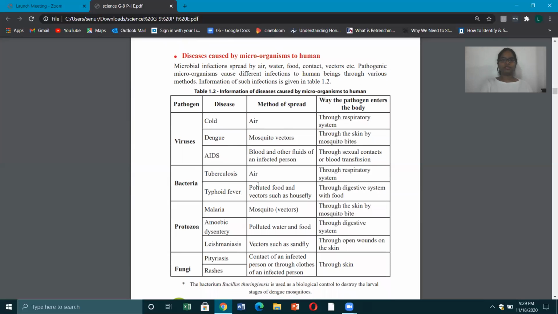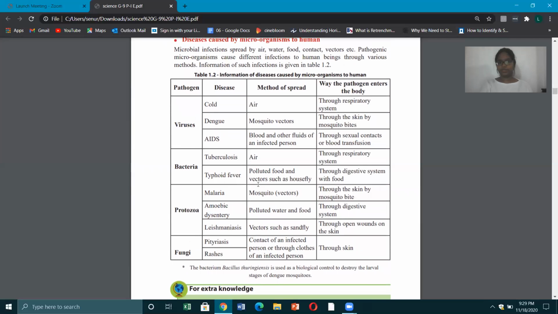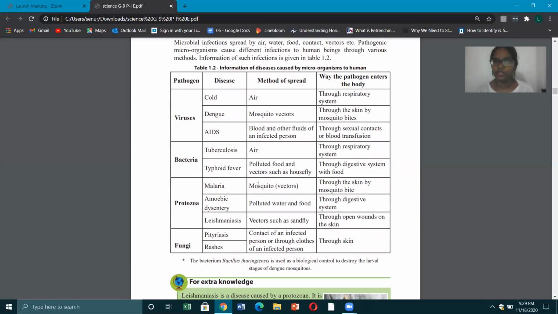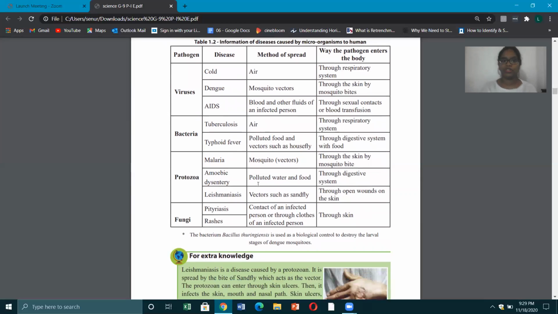So let's talk about the diseases. These infections can occur with the help of air, water, food, vectors, and contact. There are four types of pathogens: virus, bacteria, protozoa, and fungi. Diseases: cold, dengue, AIDS. How does a cold spread through air? If I sneeze and I have a cold, someone else can get it.